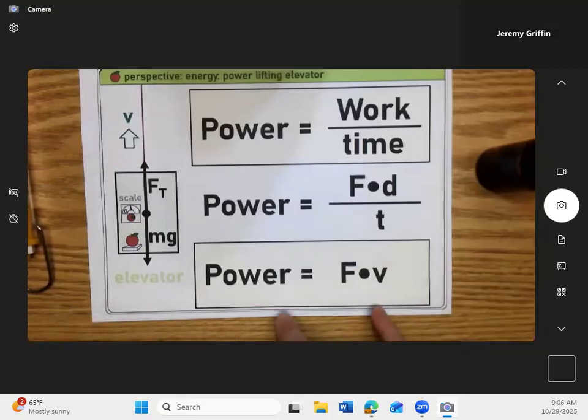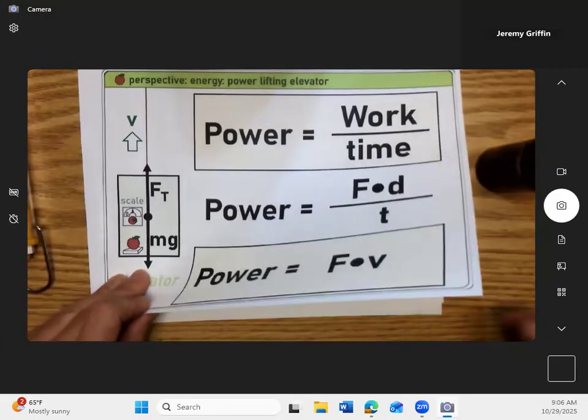So they could ask for a single instant. They could say, like, at the 3-second mark, how much power is it, something like that. So look for that type of question.